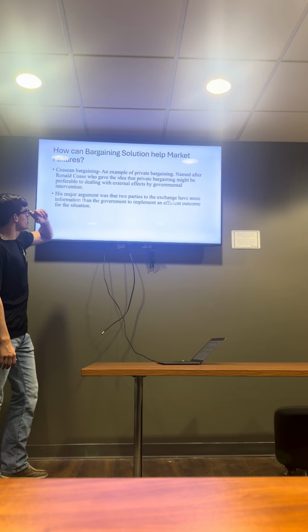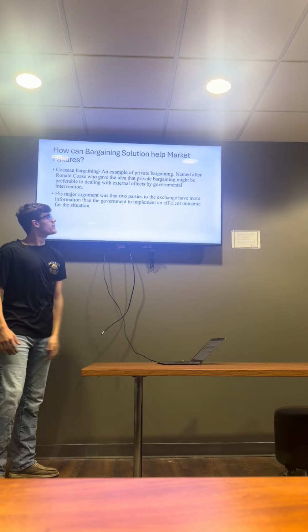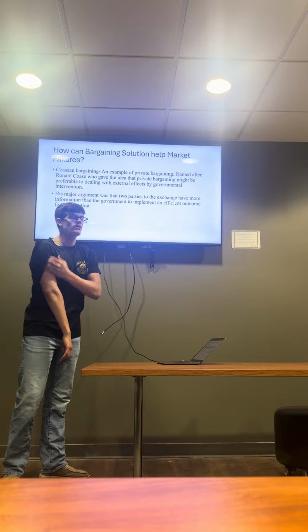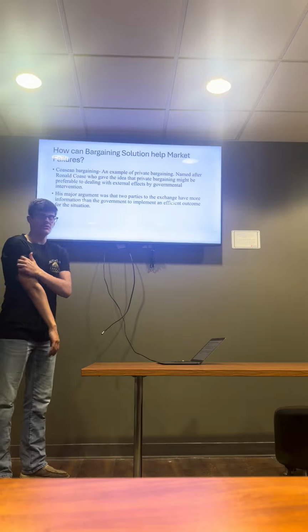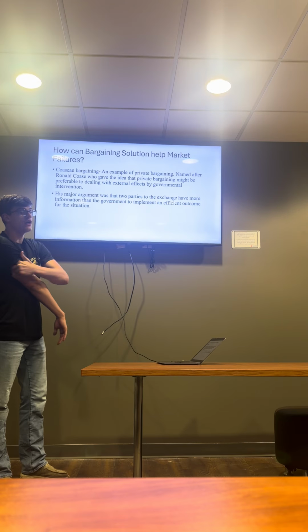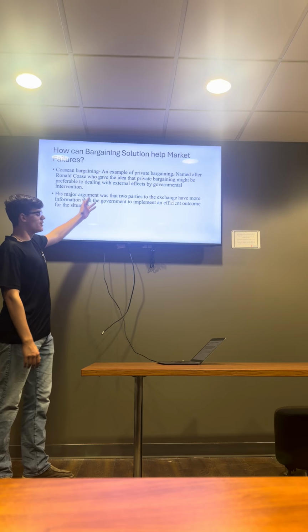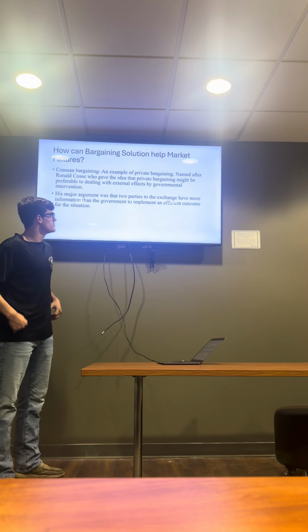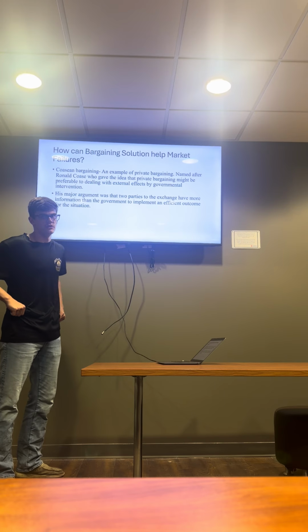How bargaining solutions help market failures: the use of Coasian bargaining. It's an example of private bargaining named after Ronald Coase, who gave the idea that private bargaining might be preferable to dealing with external effects through government intervention. His main argument was that the two parties to the exchange have more information than the government to implement an efficient outcome for the situation.